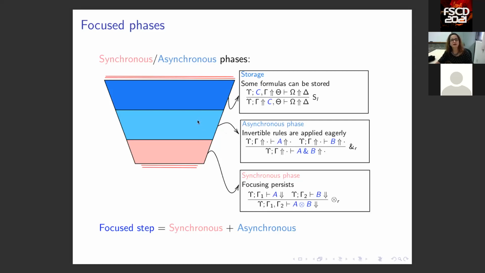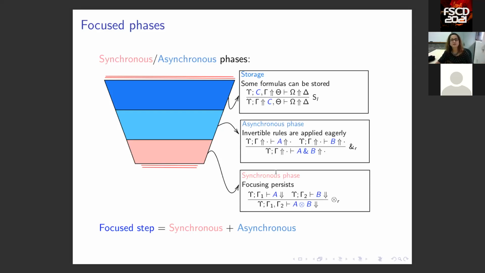So we can divide the proof into phases that we call synchronous and asynchronous, or positive and negative. It depends. This is an old way of talking about the phases. In the synchronous phase, you have focus. And when you focus on something, this focus is going to persist until you cannot anymore. Then you get to an asynchronous phase, and then you do all the invertible rules. And then at some point, you're going to store some formulas. And then you start over again. You focus on something, and then you lose focus, and then you do whatever in the other phase. It doesn't matter. Then you store things. And in this way, you have a perfect organization of your proof.